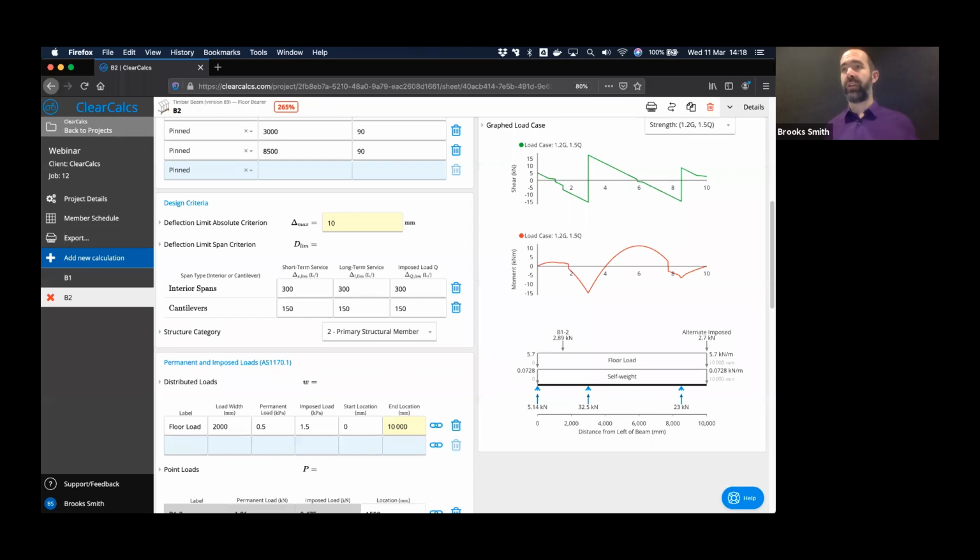So if I were designing a floor joist, then I would have continuous restraint. For this, we said this was a floor bearer. So bearer being the large beam underneath a floor joist. So the bearer is going to have only discrete restraints. If I were designing a floor joist here, then yes, that would have continuous restraints.